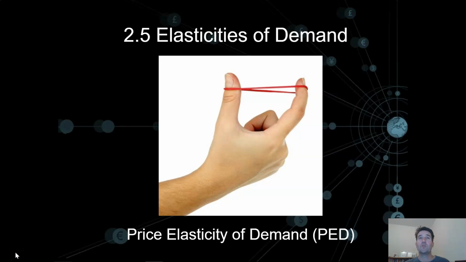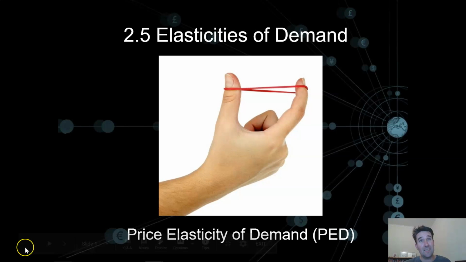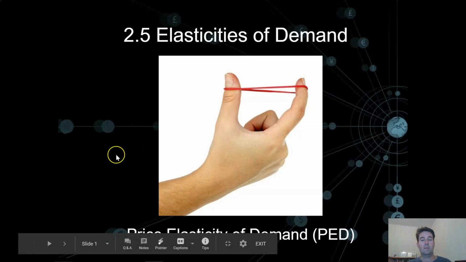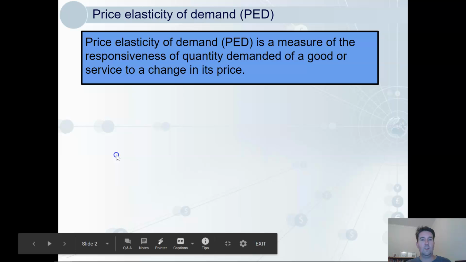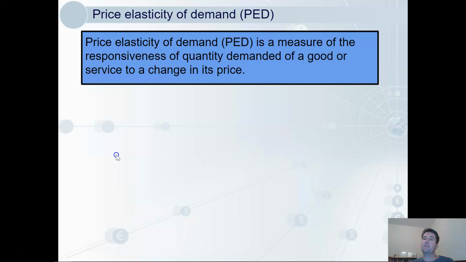Hi all, this is section 2.5, Elasticities of Demand. Here we'll be going through the basics of elasticities before we go a bit deeper in class. So, what is it? Price elasticity of demand is a measure of the responsiveness of quantity demanded of a good or service to a change in its price.